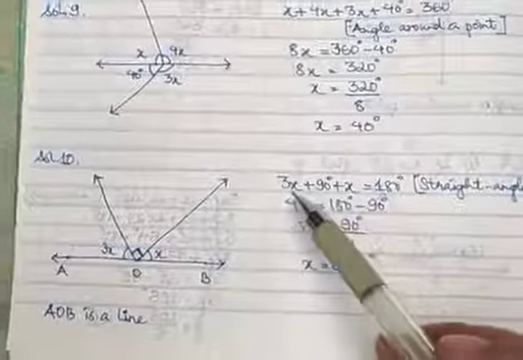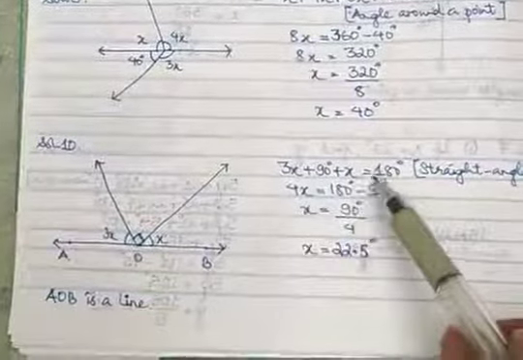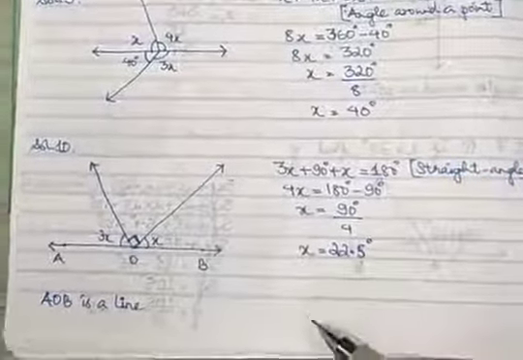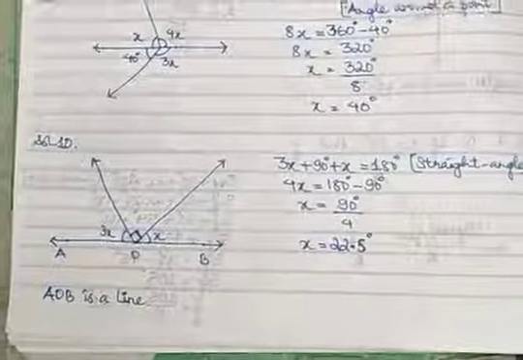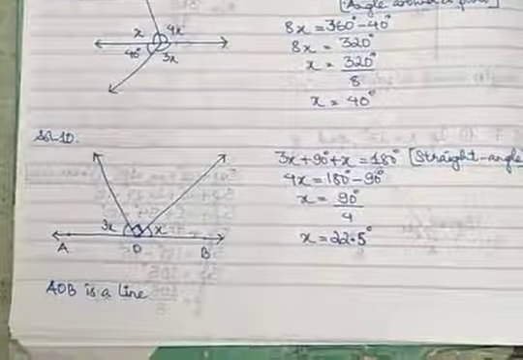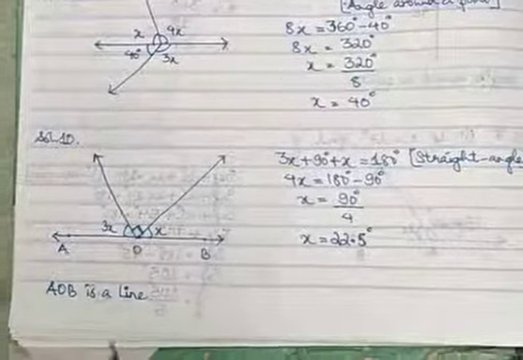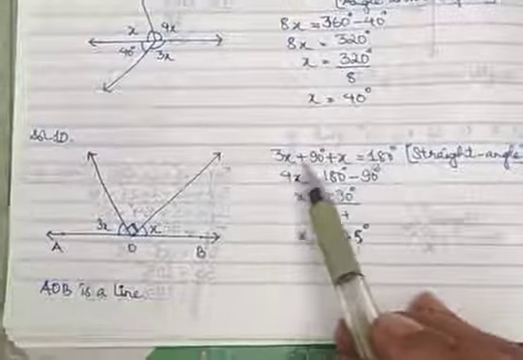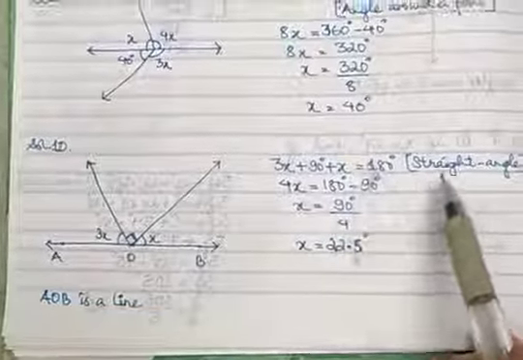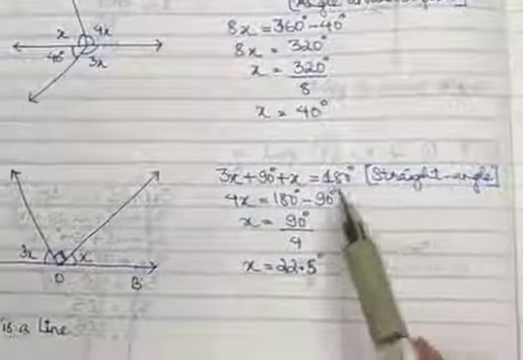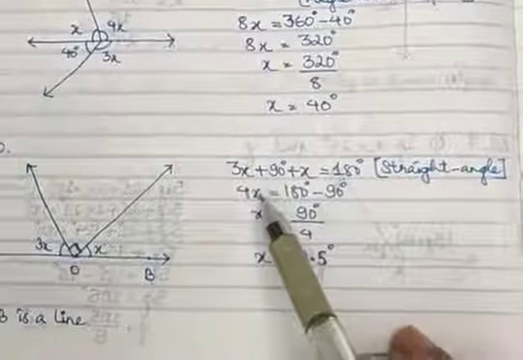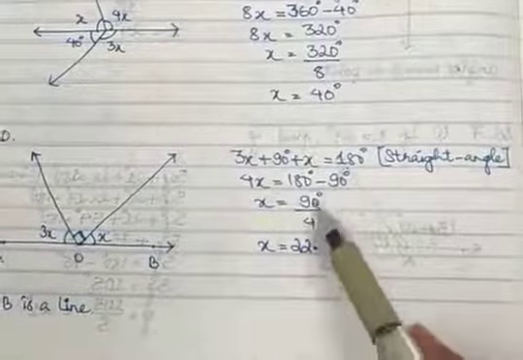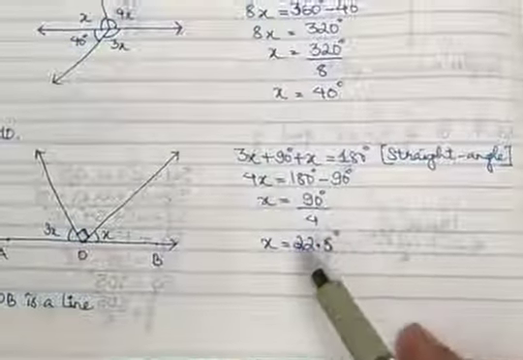See, 3x plus 90 plus x equals 180 degree, straight angle. Again, I cannot write linear pair out here, isn't it? Why? Because as I have already mentioned, linear pair is only when a straight angle is divided into two angles, not three angles. So 3x plus 90 plus x equals 180 degree. That's a straight angle. Now 3x plus x, it's 4x, like terms. 90 goes to the other side, it becomes minus. So 180 minus 90, it's 90 degree.